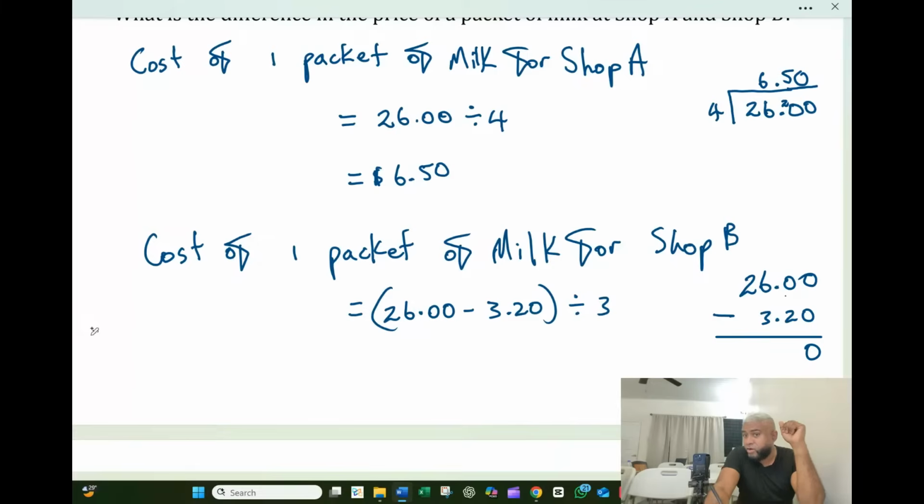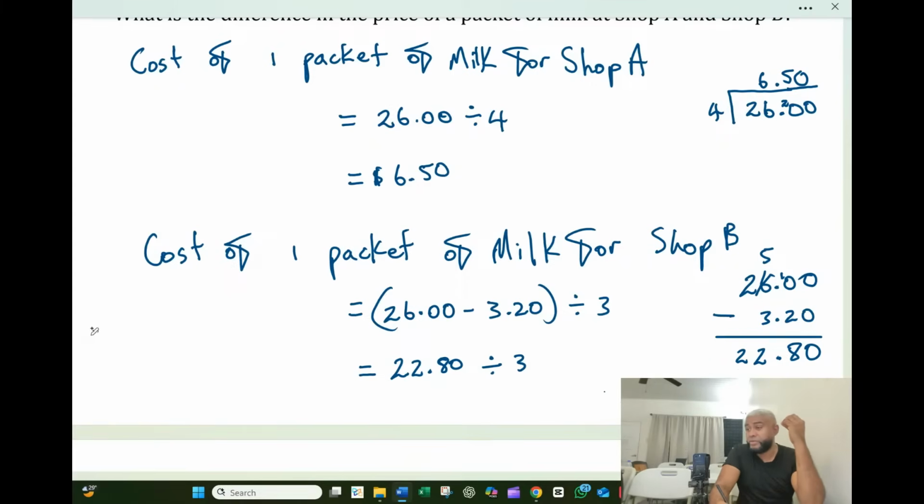0 here. Now we need to borrow 1 from here. Remain with 5. So 10 minus 2 will give me 8. Bring down your decimal. 5 minus 3 is 2, and then 2. $22.80, right? So this will be $22.80 divided by 3, right?